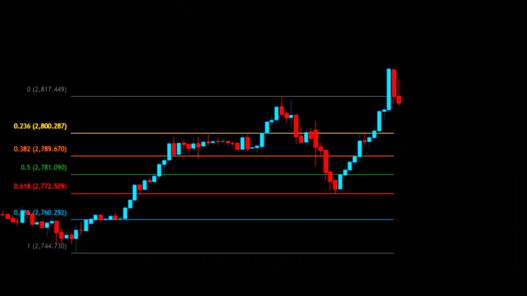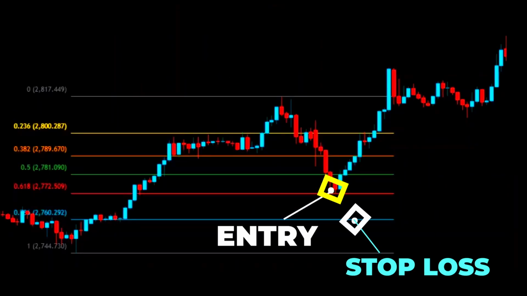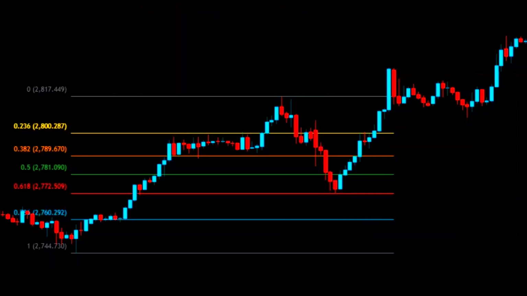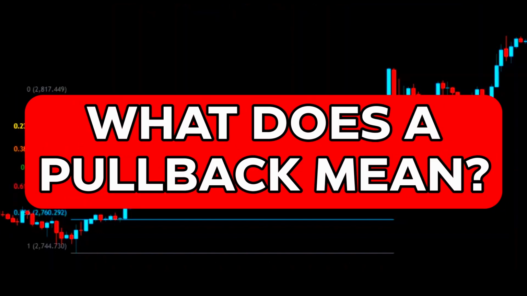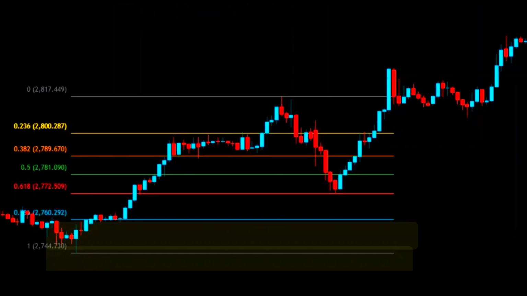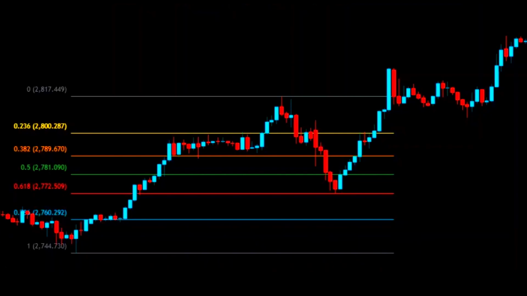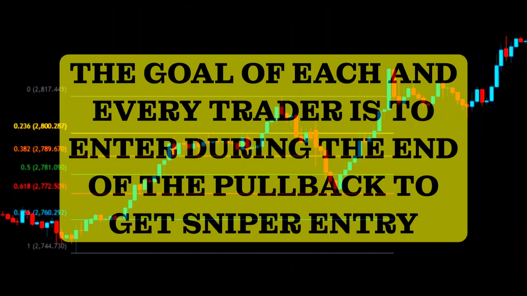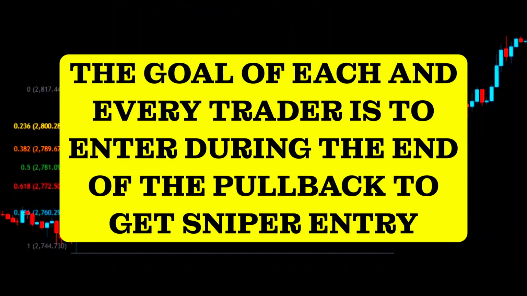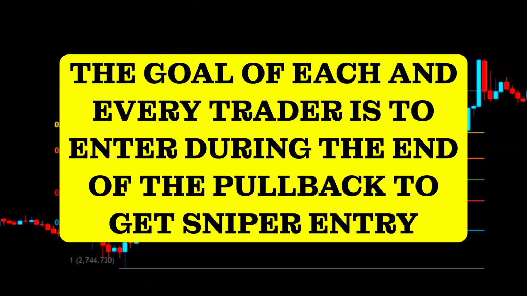The Fibonacci retracement helps us know where to enter, along with determining the stop-loss levels as well as the target levels. The Fibonacci retracement levels are highly useful at the time of a pullback. Now let's learn what a pullback means before we move on. A pullback is a short-term decline in the trending phase of the market. This short-term decline of the price is for a temporary time period only. It is usually formed when a lot of traders start booking profits. The goal of every trader is to enter near the end of the pullback in order to get a sniper entry into the market, which helps in maximizing profits.